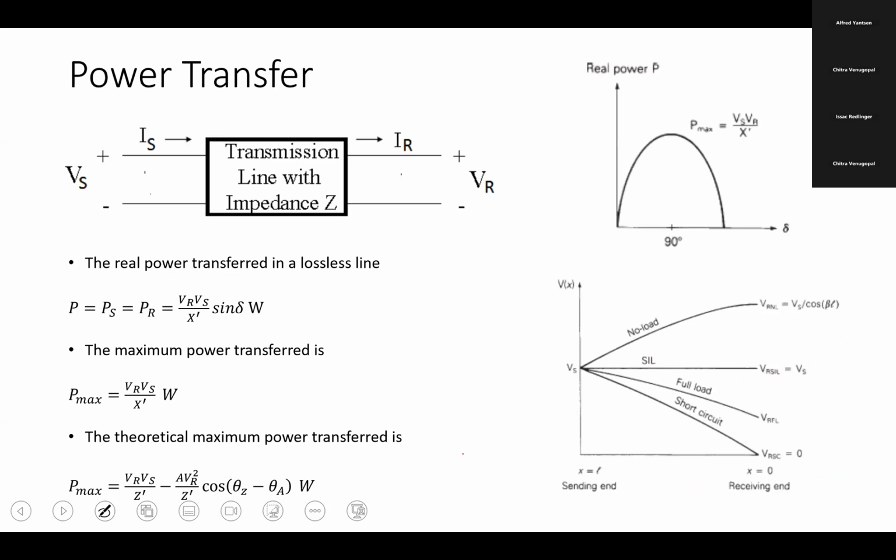Right. So this is how the real power looks. This is the maximum power we are talking about. Power is given by the sending end. It is P equal to V squared over R, or Z.